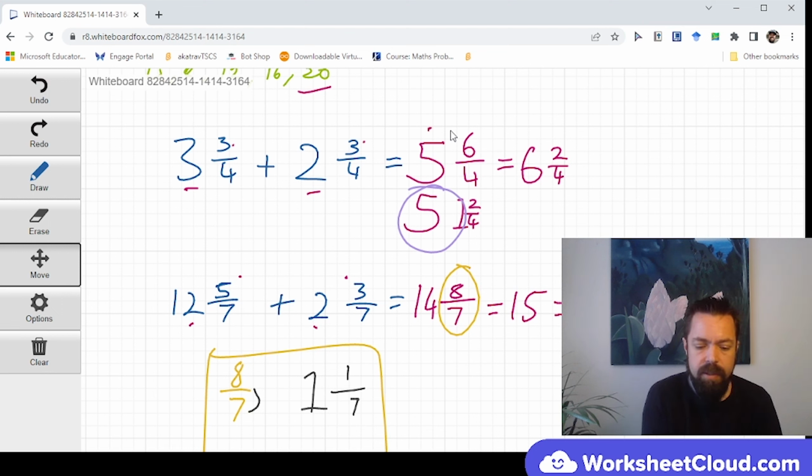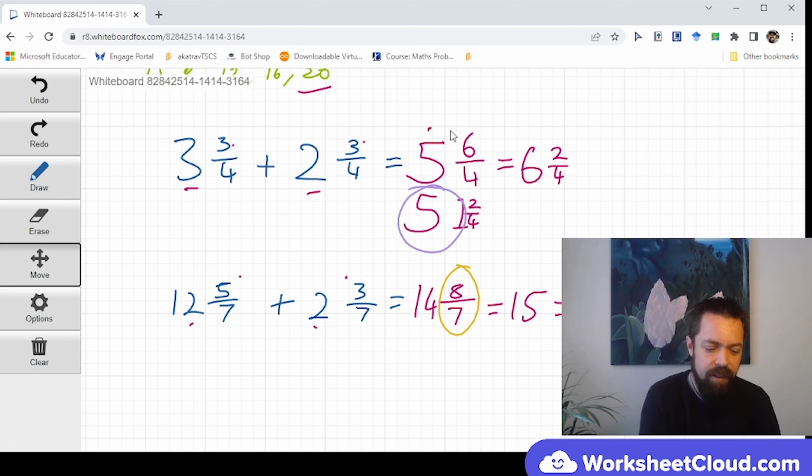Right. Also, just as a note, you'll always have a situation where this is only going to be a 1 and you carry it. It's never going to be more than that. But don't worry about that. Just follow the same pattern that we've been doing. Okay. This time I will give you one with a different denominator. Let's say 1 3/4 plus 2 2/3.